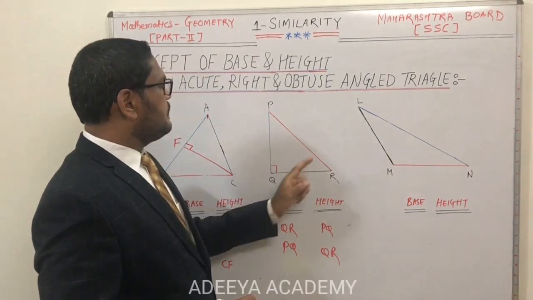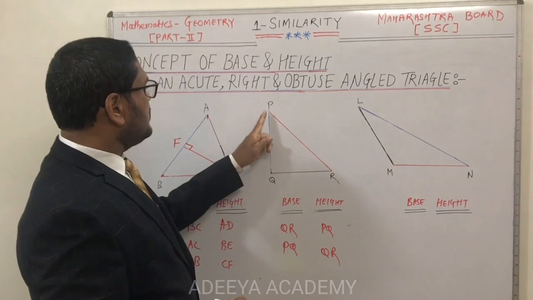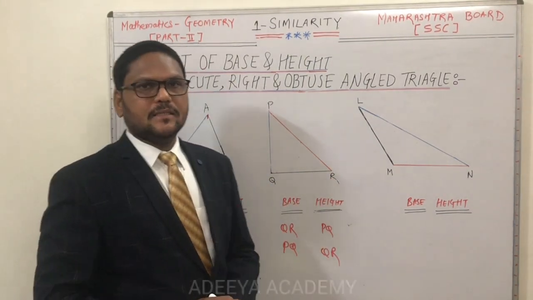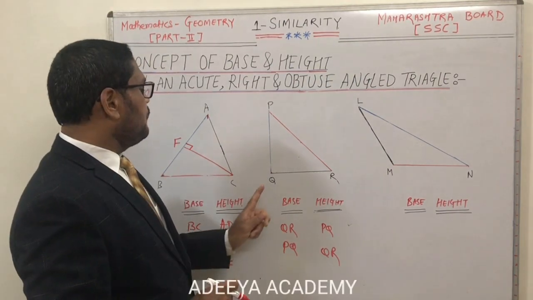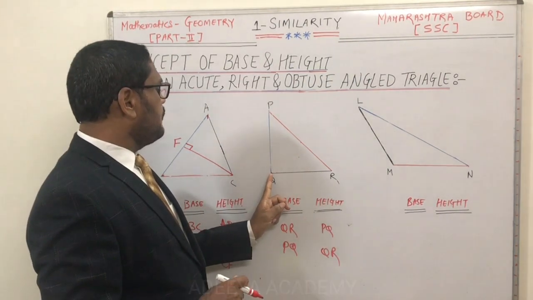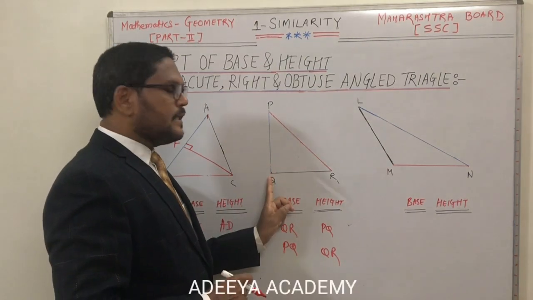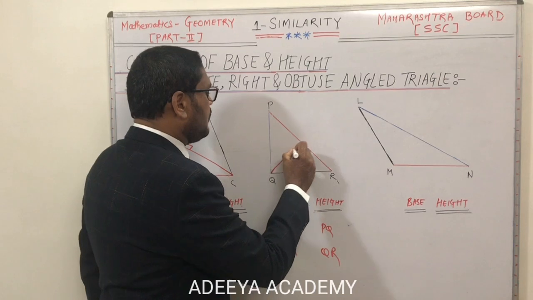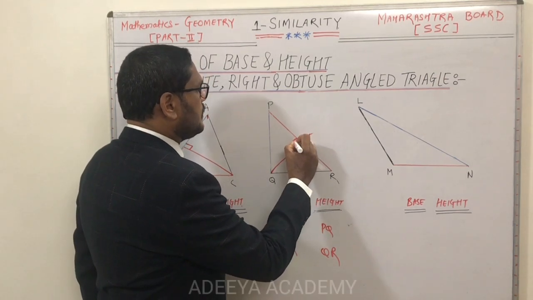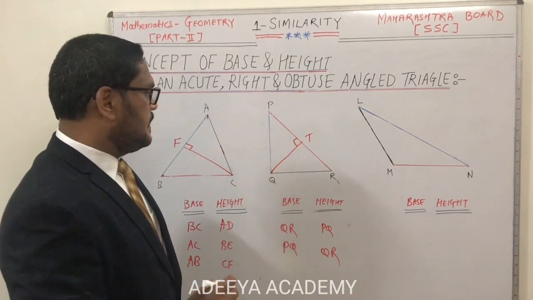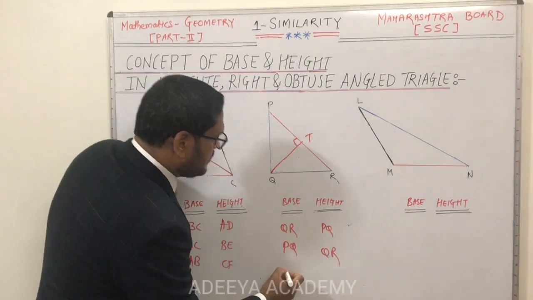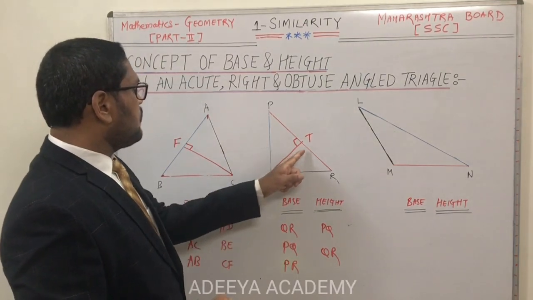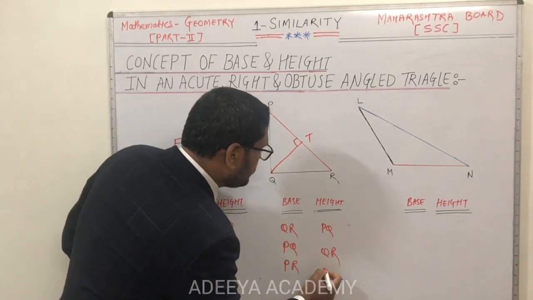Now take the third side of this triangle. If we consider PR as a base, then we need to drop a perpendicular from its opposite vertex, that is vertex Q. So we draw perpendicular QT. Now we can say that PR is a base and its corresponding height is QT.